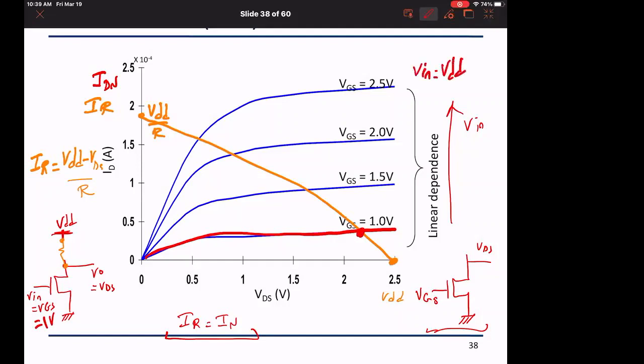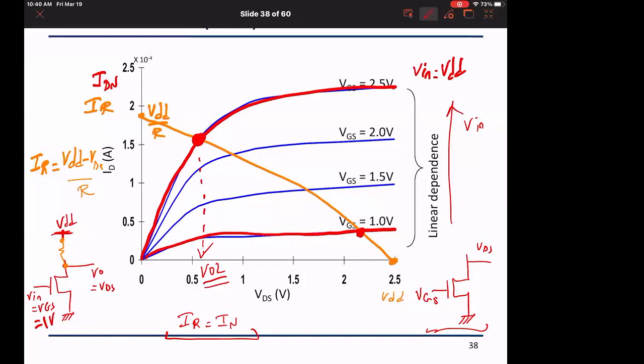Now when Vn equals VDD, where is the intersection? Can it reach VDS equal to 0? Can it reach VDS equal to 0? When Vn equal VDD, this curve, this Vn equal 2.5 equal VDD. Where do they intersect? They intersect at a point here, which is what? Which is my VOL. Okay, so this is just a graphical interpretation as to why VOL cannot reach 0.